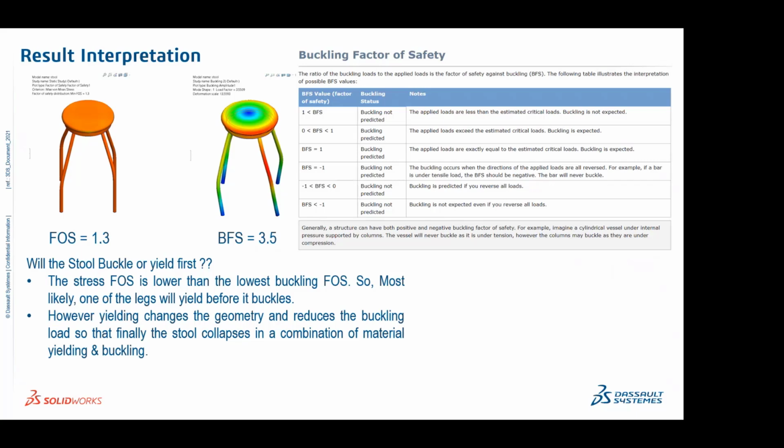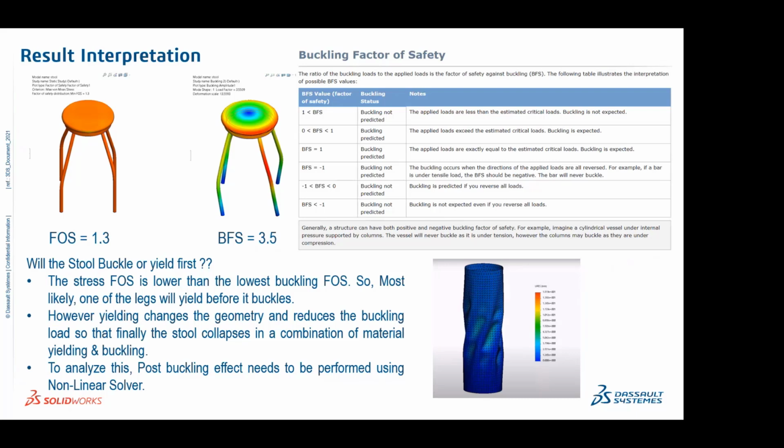Once the buckling has happened, once the yielding has happened, how do you want to evaluate how the collapse is going to happen or how the buckling is going to happen? In that case, to understand the post buckling effect, you have to perform the non-linear simulation. So this is basically the non-linear buckling analysis which I have performed in SolidWorks.